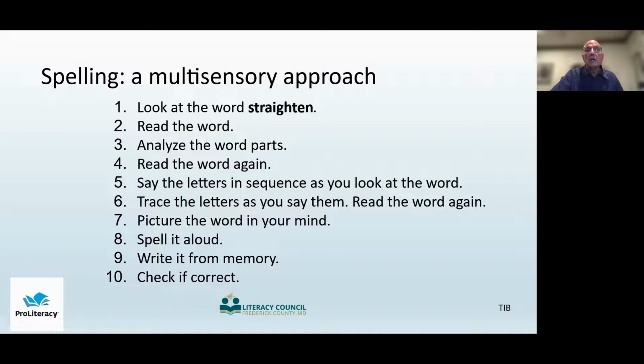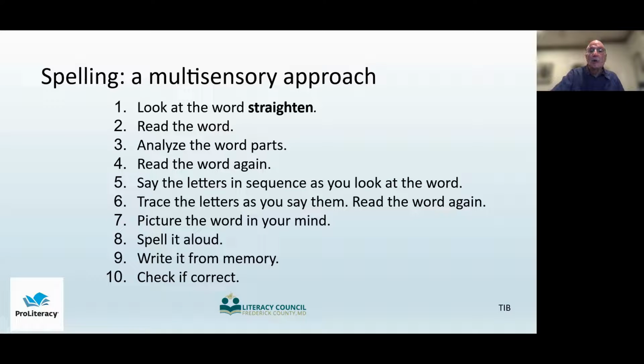First, spell the word aloud for the student to write down. Have them write the word straighten on a paper in rather large letters. Tell the student, first simply look at the word. Now, read the word aloud. Ask the student, are there parts that are spelled as they sound? Which ones?